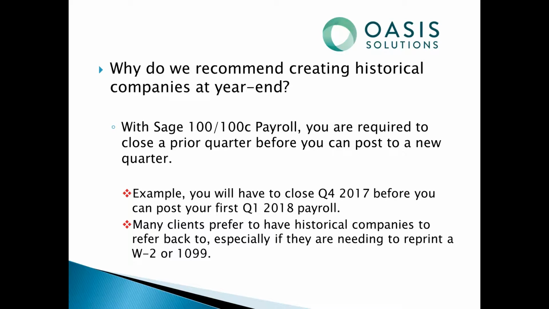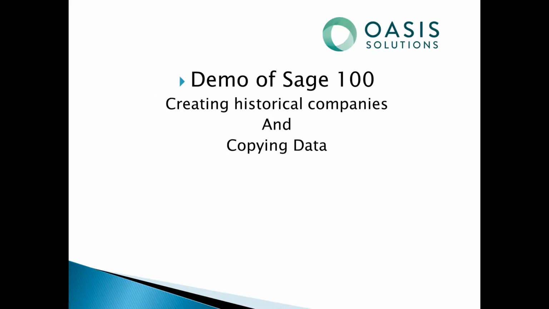That way, if you don't have time to process your W-2s, you'll process them from the historical company. And if you do have the opportunity to print your W-2s and an employee loses one, or you have to go back and make any changes, you have that historical company that you can go in and use. Okay, so now I'm going to switch over to Sage, and we're going to talk about what we need to do to actually create that historical company.